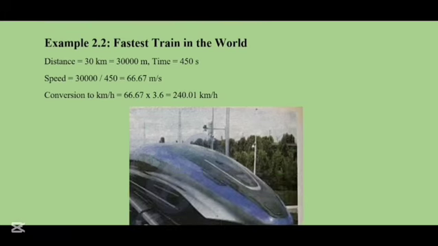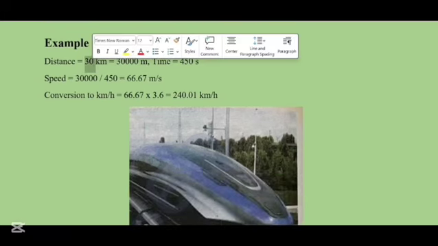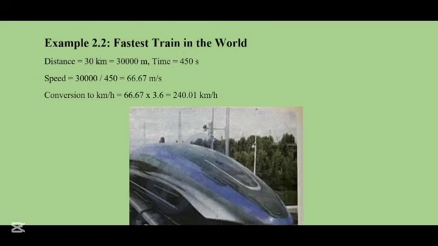Now as you can see, the distance is 30 kilometers, which if you convert into meters, is 30,000 meters, and the time is 450 seconds. Divide both of these values and the answer will be 66.7 meters per second. But if you want to convert this into kilometers per hour, you can multiply 66.67 by 3.6. As you can see, the answer in kilometers per hour will be 240.01 kilometers per hour.